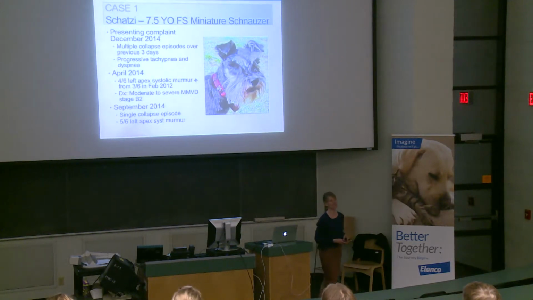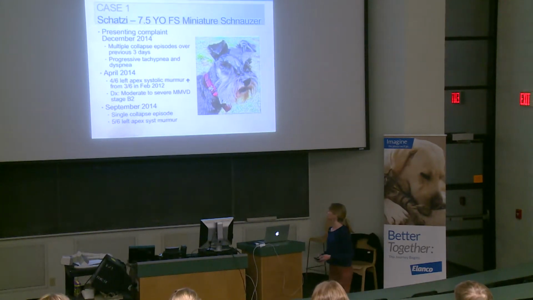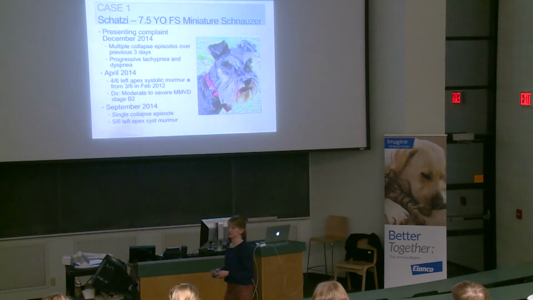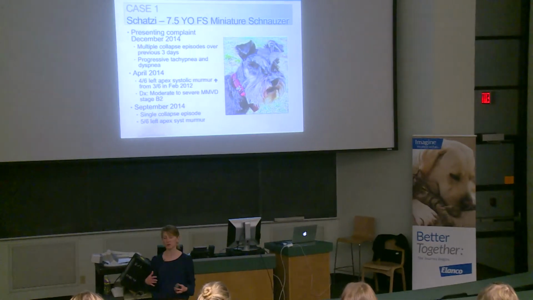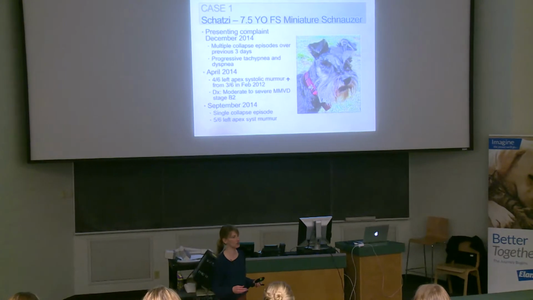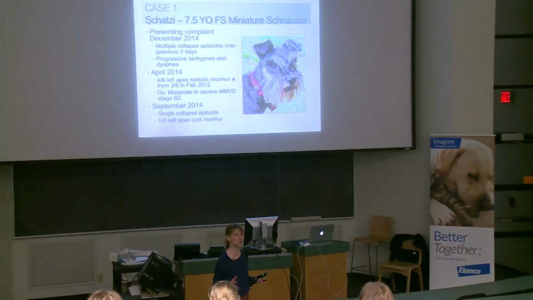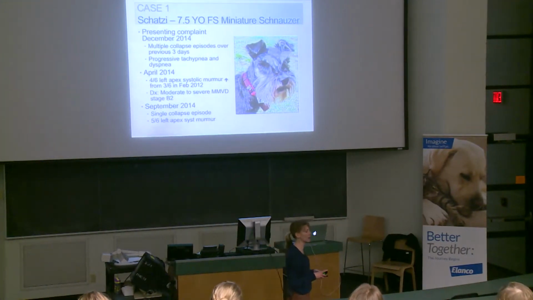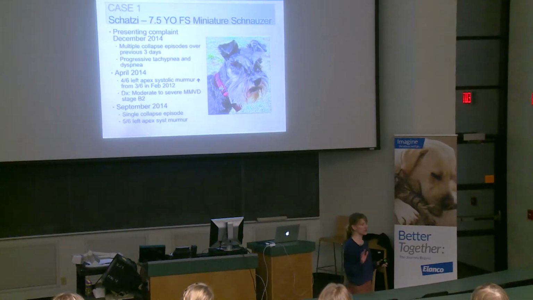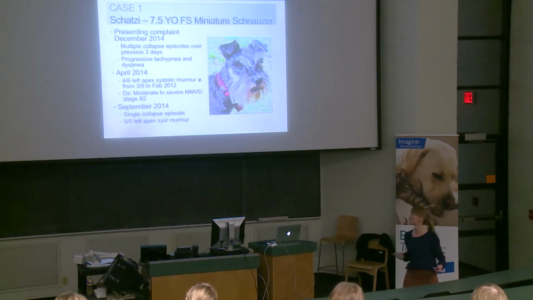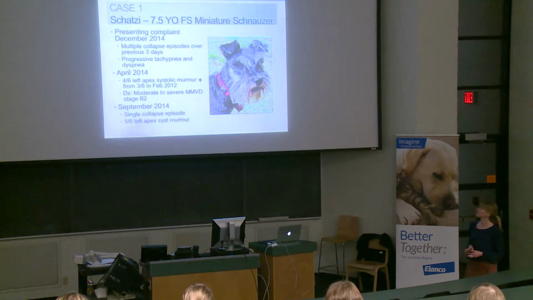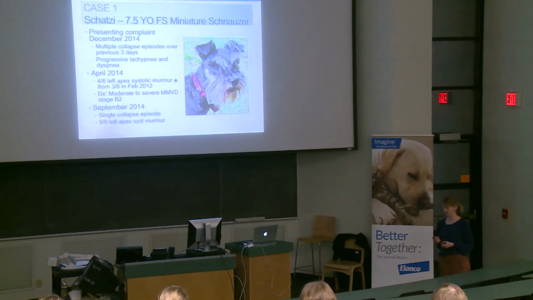So she presented in December for multiple collapse episodes over the previous 3 days, and the collapse episodes were tending to occur with exertion. So sometimes minimal exertion. One time she was kind of running out and being a little crazy in the backyard, her first episode, but then the other times were more like just kind of going up the stairs kind of business. And she'd had progressive tachypnea and dyspnea that her owner had noted over the previous few days.